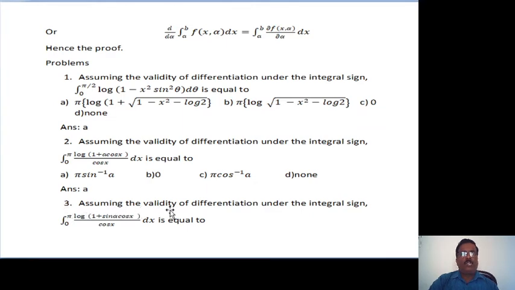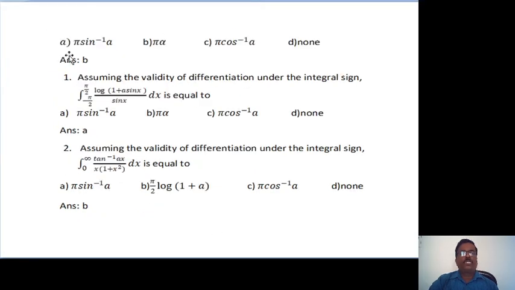Third one: assuming the validity of differentiation under integral sign, integration from 0 to pi of log of 1 plus sin alpha cos x by cos x dx is equal to, the first option is pi sin inverse a, second option is pi alpha, third option is pi cos inverse a, the fourth one is none. Next, fourth one: assuming the validity of differentiation under integral sign, integration from minus pi by 2 to plus pi by 2 of log of 1 plus a sin x by sin x dx is equal to, the first option is pi sin inverse a, second is pi alpha, third pi cos inverse alpha, fourth one none.